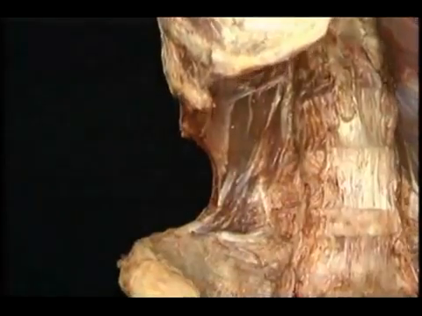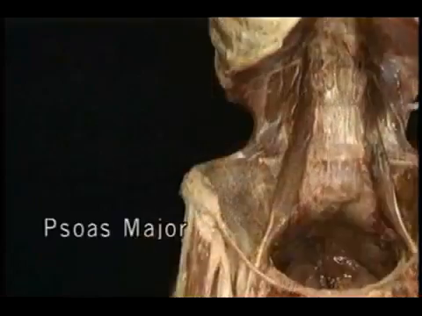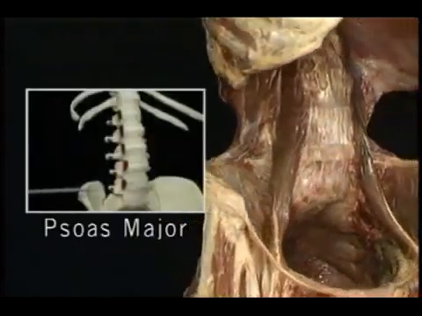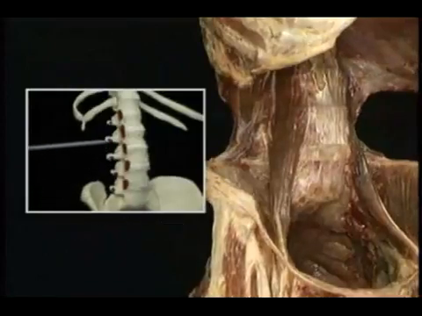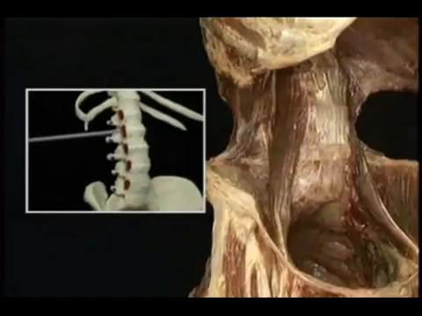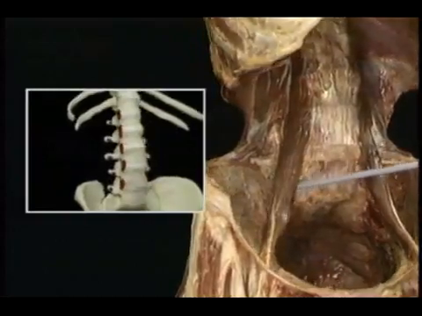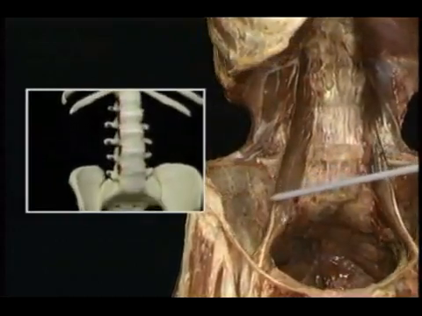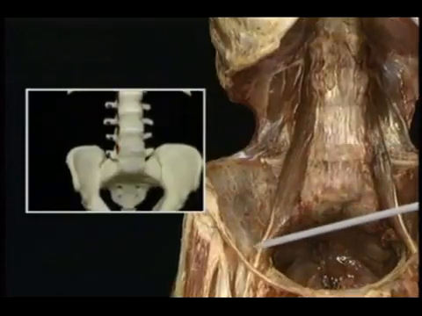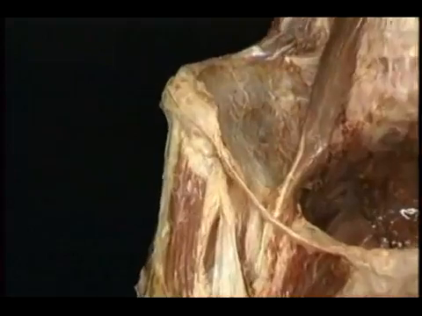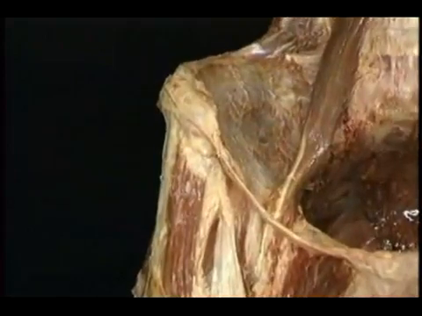Lying medial to quadratus lumborum is psoas major. Psoas major arises from the transverse processes, vertebral bodies, and intervertebral discs from T12 to L5. It runs down across the ala of the sacrum, across the sacroiliac joint, and along the pelvic brim. Before seeing where psoas major goes, we'll add its close neighbor, iliacus, to the picture.